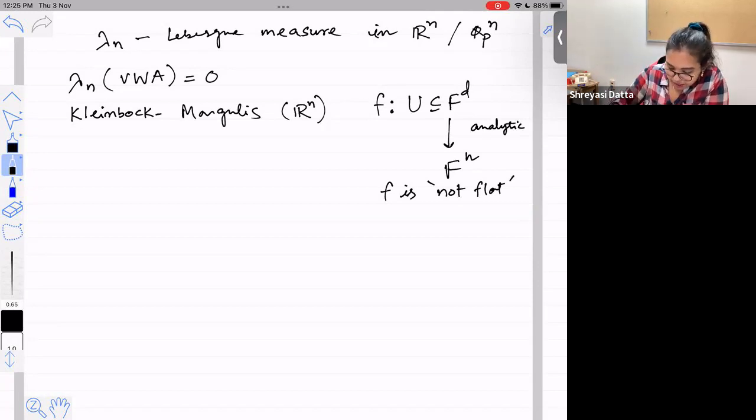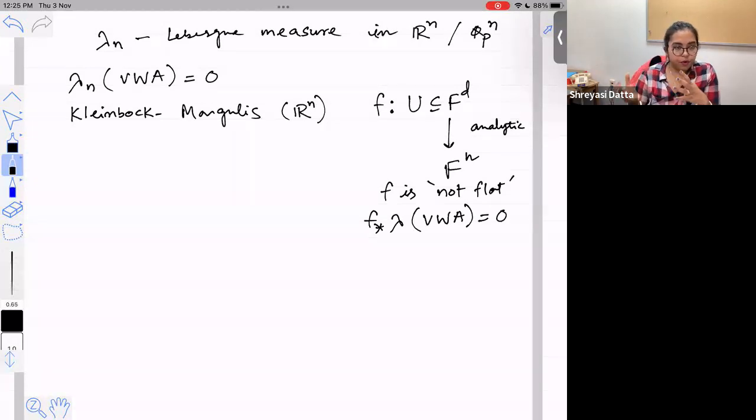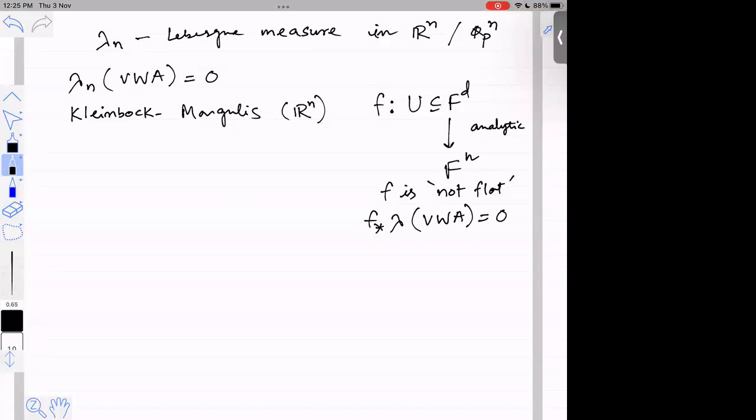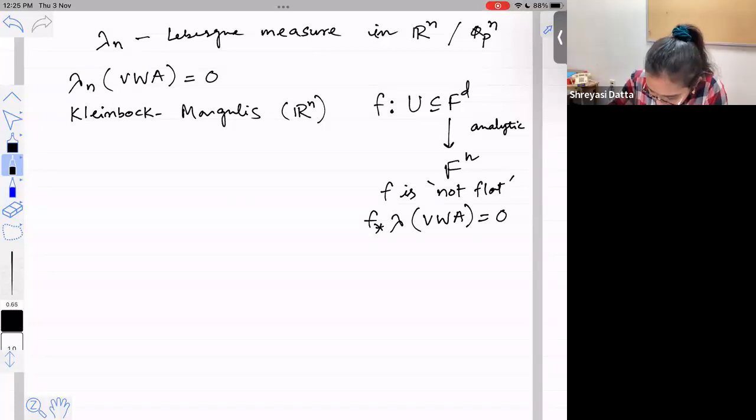Then if you look at f star lambda, the set of very well approximable points with respect to this measure must be 0. In fact, they proved it for a more general setup, not just for analytic. What is capital F here? F is R for now.